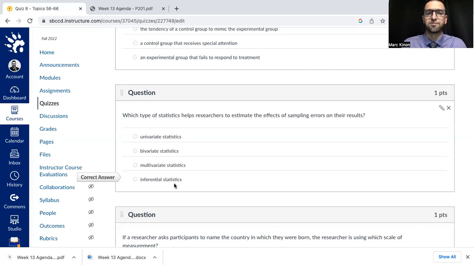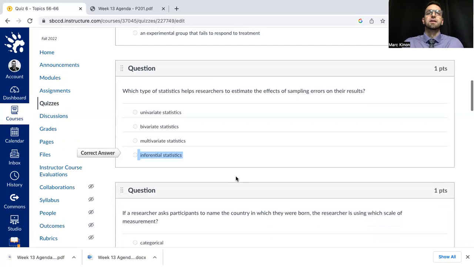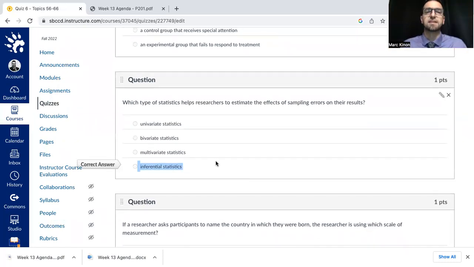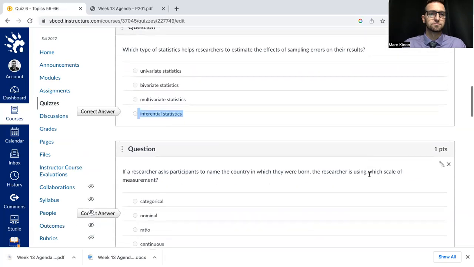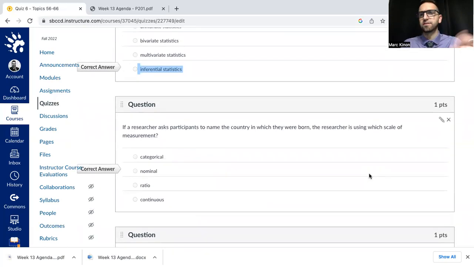So that's the whole point of inferential statistics, right? Again, let's simplify this. In inferential statistics, you make a statement about a larger population based on sample data. And you do that through the use of the p-value, which I just explained.